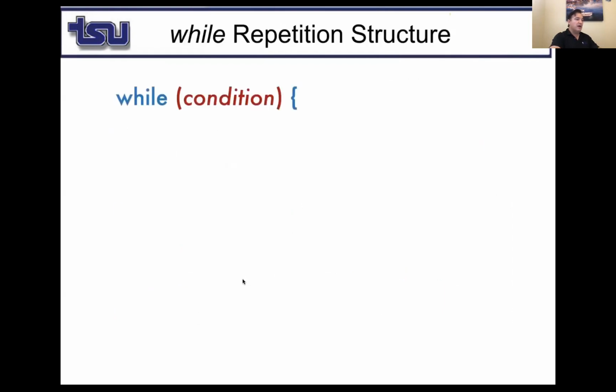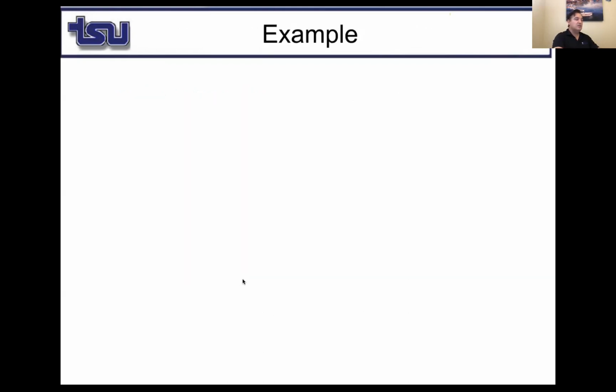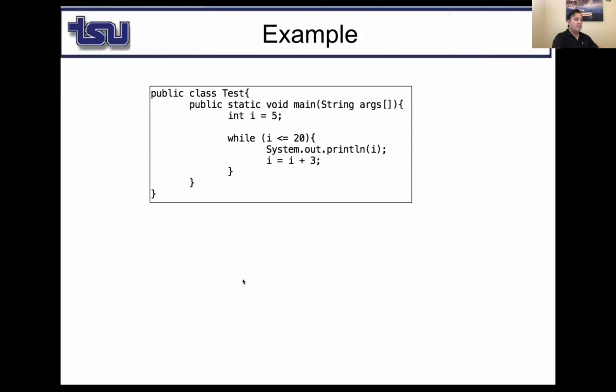Let's talk about the while repetition structure. This is pretty simple. While the condition is true, execute the statements within the while block. As long as the condition is true, keep repeating yourself. That's why it's called a repetition structure. Again, the condition must be Boolean, true or false, and you must have parentheses here, otherwise you will get a compile error. Let's see our first example.